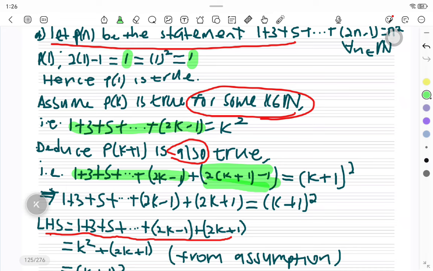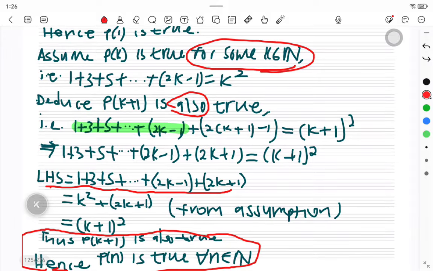Then this will be equal to k plus 1 all squared. Remember, if I replace this by k plus 1, it becomes k plus 1 all squared. Then from here, I can pick the left hand side. Remember, this is equal to the assumption, which is equal to k squared. So I can replace it by k squared, and then I say from assumption.